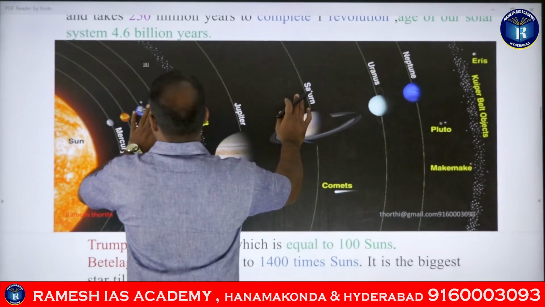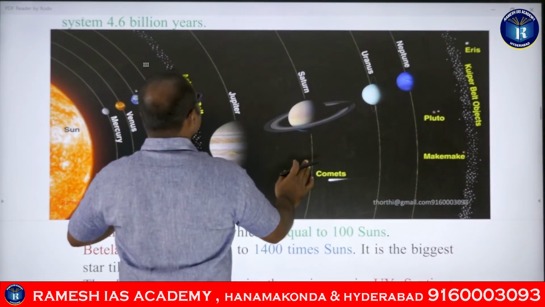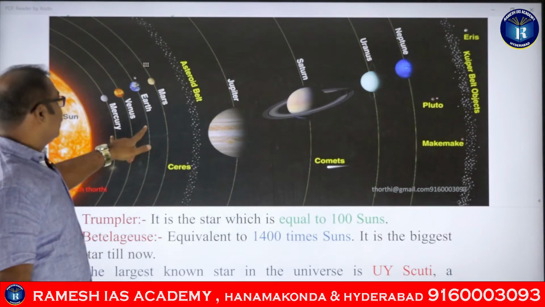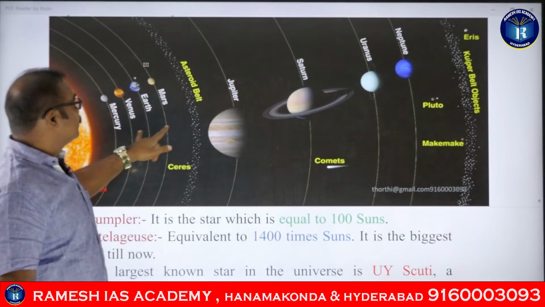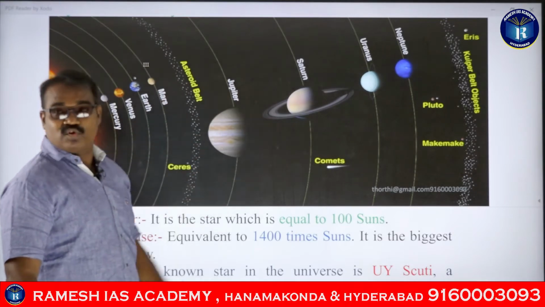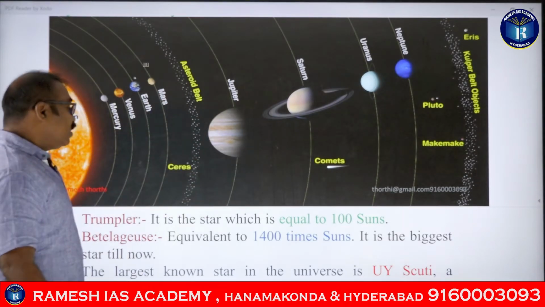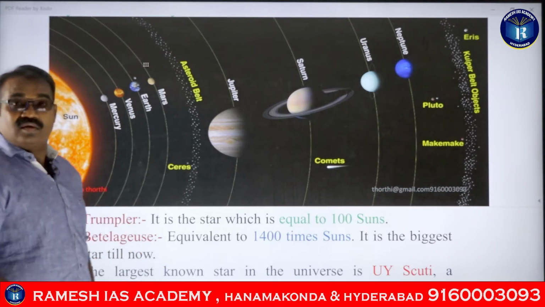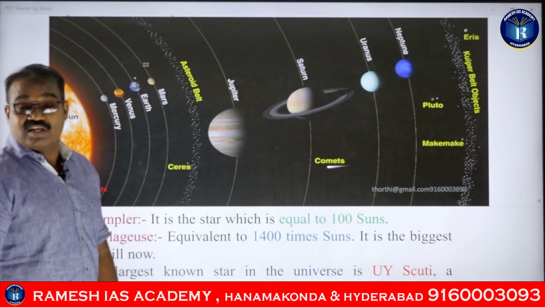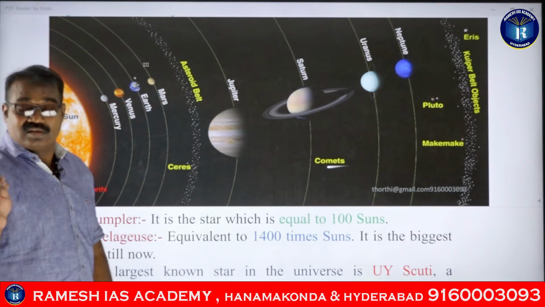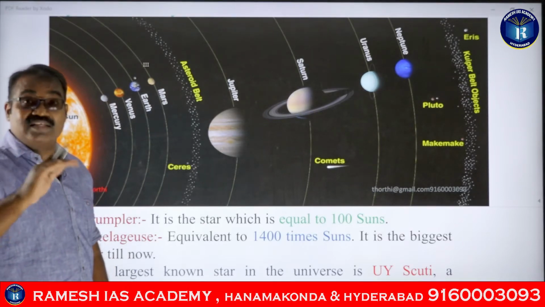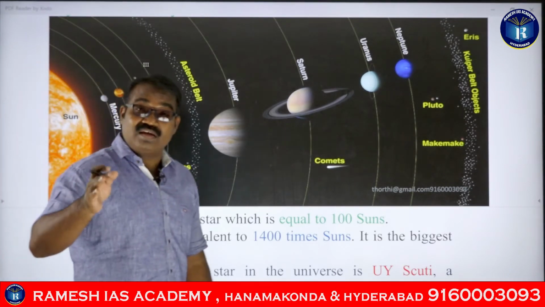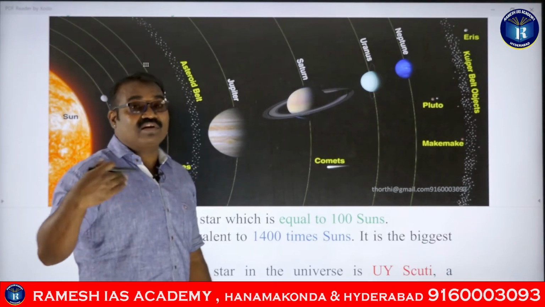This is our solar system: the sun, then the first 4 planets, then the asteroid belt and the next 4 planets. Other than the sun, we have identified several stars in our galaxy which are several times bigger than the sun.